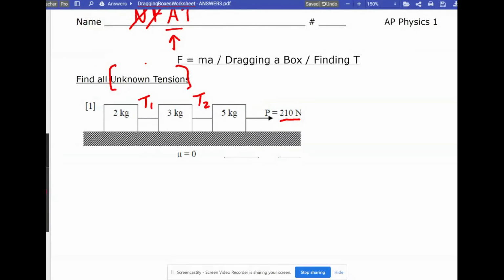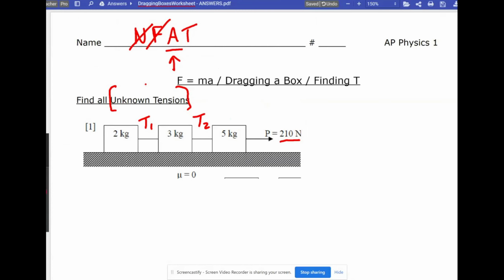Now let's go back to our method. I say NFAT. I don't find the normal because there is no friction. However, I could see an NFAT. I can't find my tensions until I know about my acceleration. And that's easy to do because we have this front tension, and I can use F equals ma to find the acceleration because I know F and I know m.